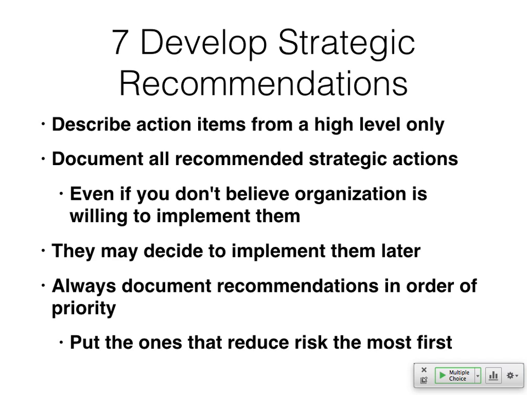You don't need to get into details, because these are plans for the future. Document them all, even if you don't think they're willing to implement them. You want them all to be considered, and then you can put them in order of priority. Figure out what is going to do the most benefit and put that first, and have them all on there.